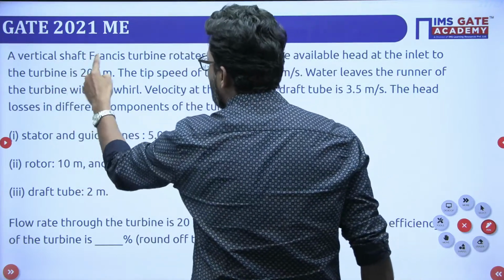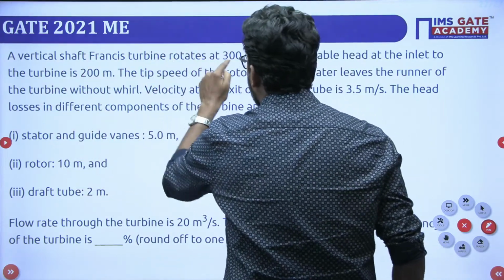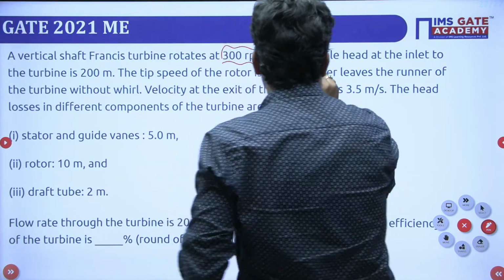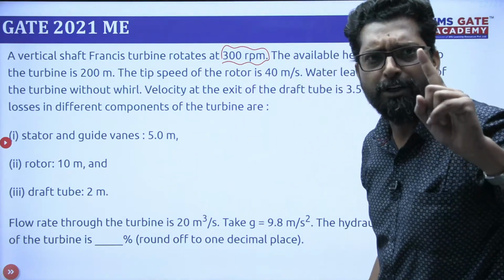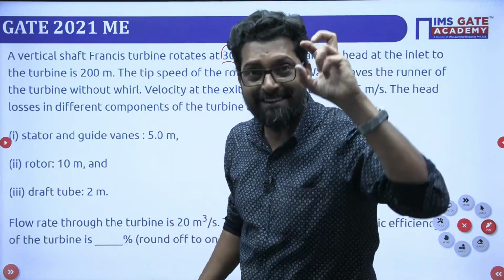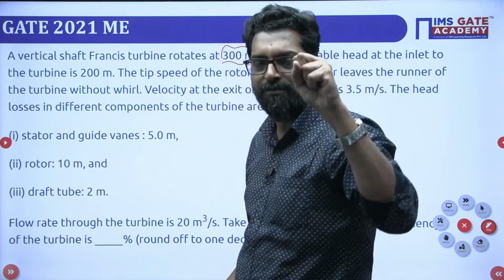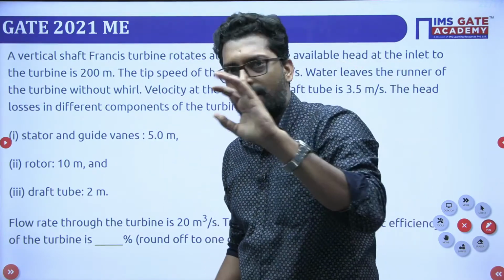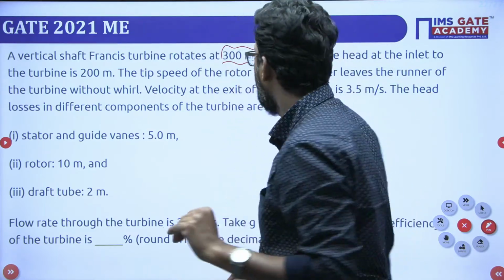So what is that? A vertical shaft of a Francis turbine rotates, so that means a rotation. This is an N RPM, it is given. The available head. This is a very important question. If you know the basic structure and basic components of the Francis turbine, then you can solve it. Otherwise, you cannot solve this problem. Okay.